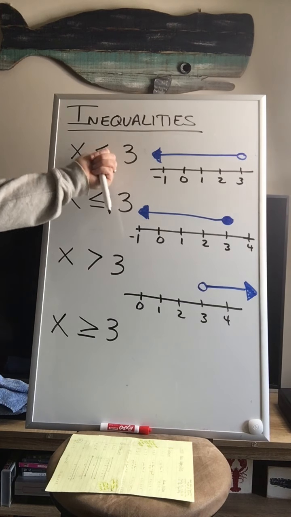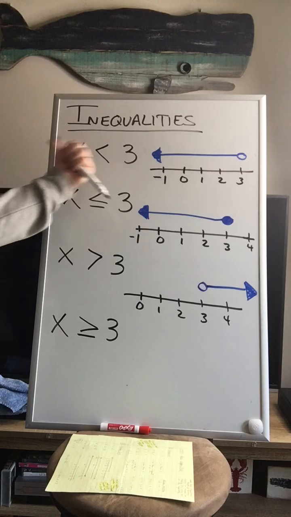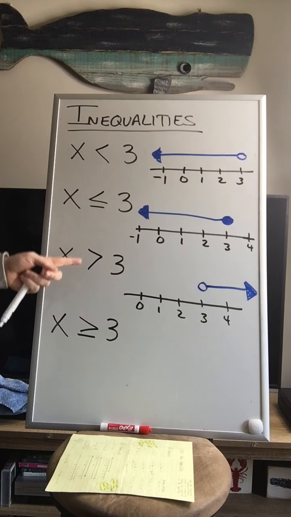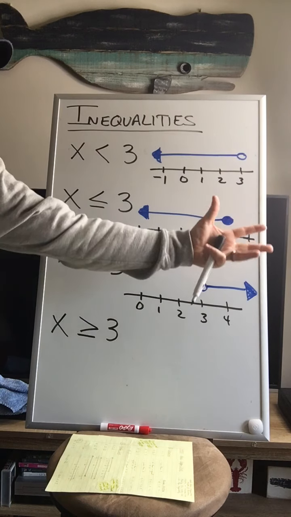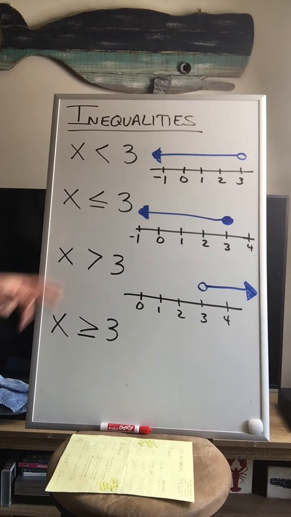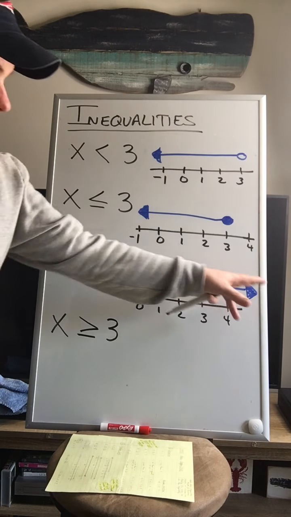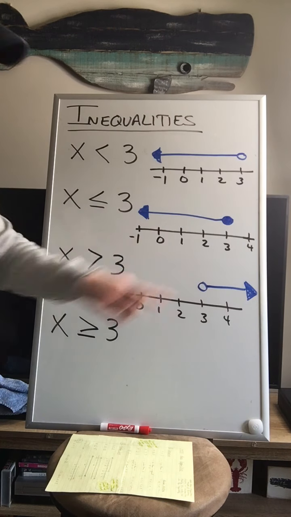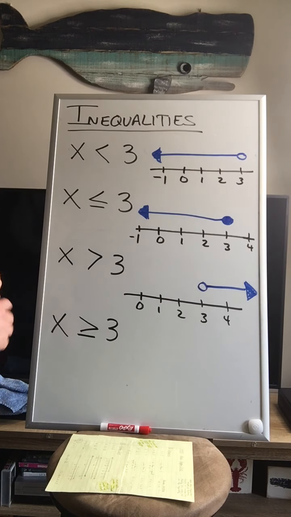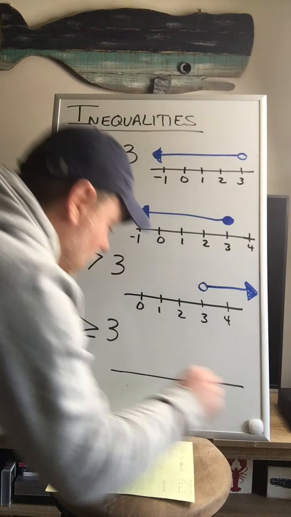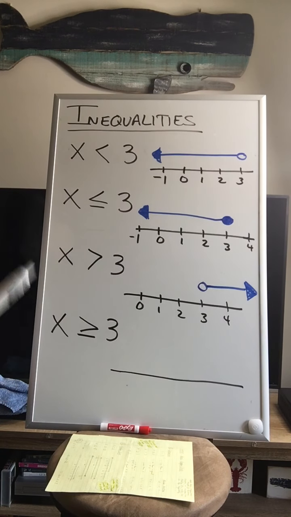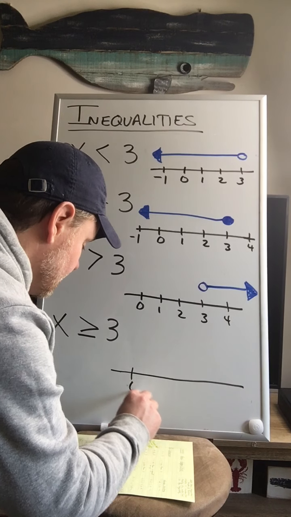So less than, the arrow is pointing this way, the solutions are going to be to the left. Greater than, the solutions are going to be to the right because the numbers get bigger to the right. So this is saying x could be anything that's bigger than 3, not including 3. That's why it's an open dot. Okay, and then this one, the only difference between this one and that one, you can hopefully maybe guess.